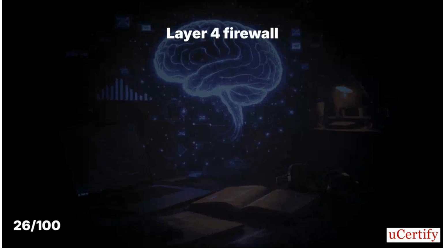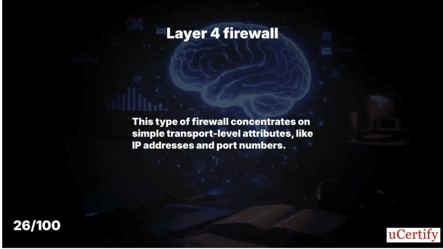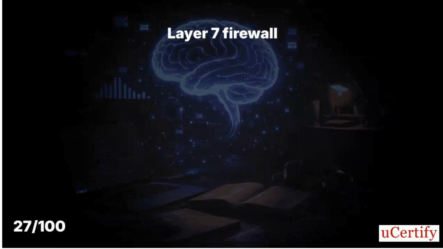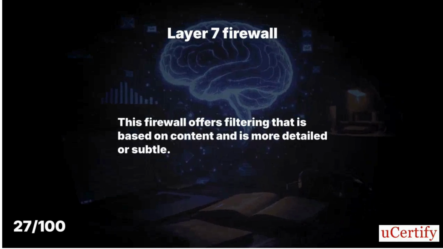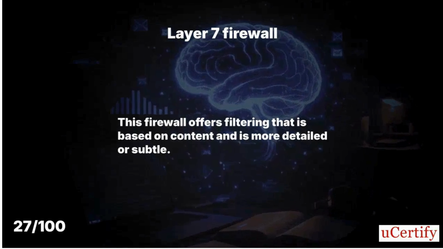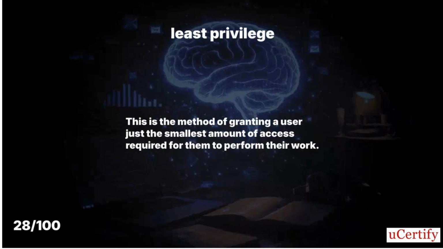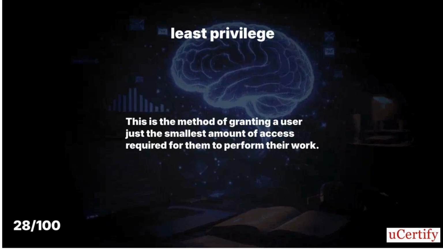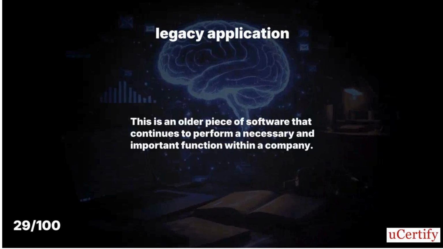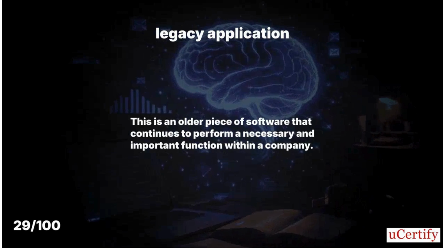Layer 4 firewall. This type of firewall concentrates on simple transport level attributes like IP addresses and port numbers. Layer 7 firewall. This firewall offers filtering that is based on content and is more nuanced or subtle. Least privilege. This is the method of granting a user just the smallest amount of access required for them to perform their work. Legacy application. This is an older piece of software that continues to perform a necessary and important function within a company.